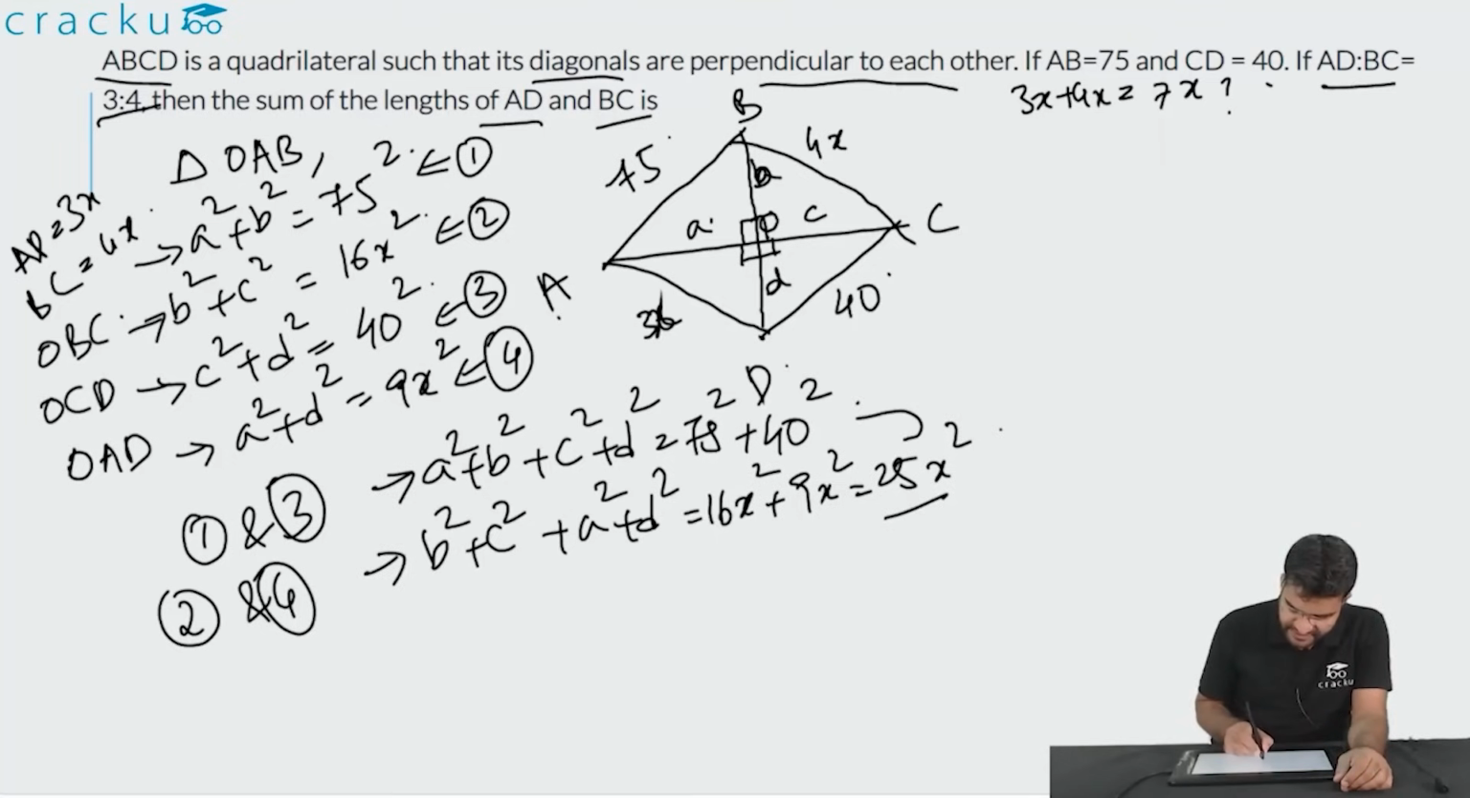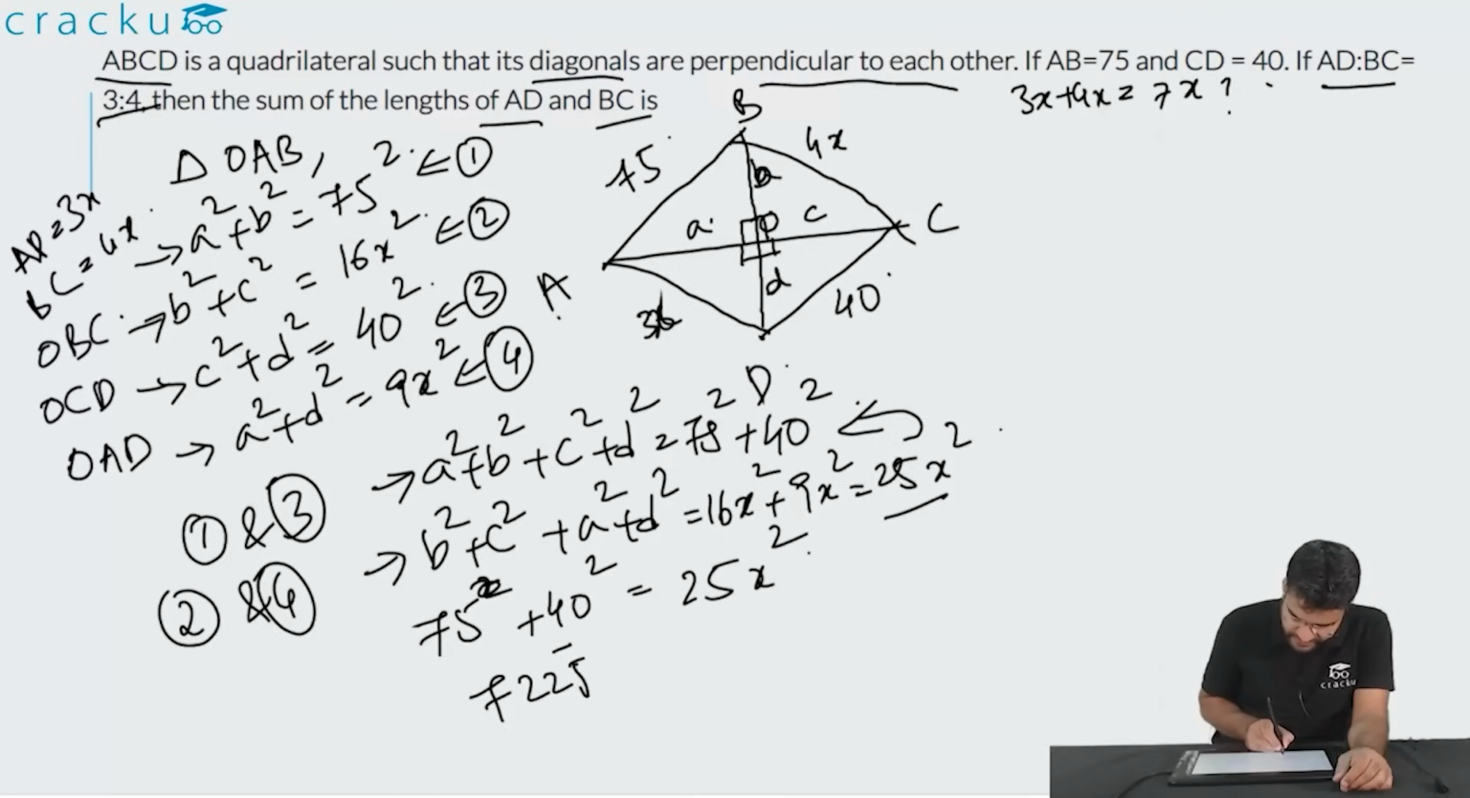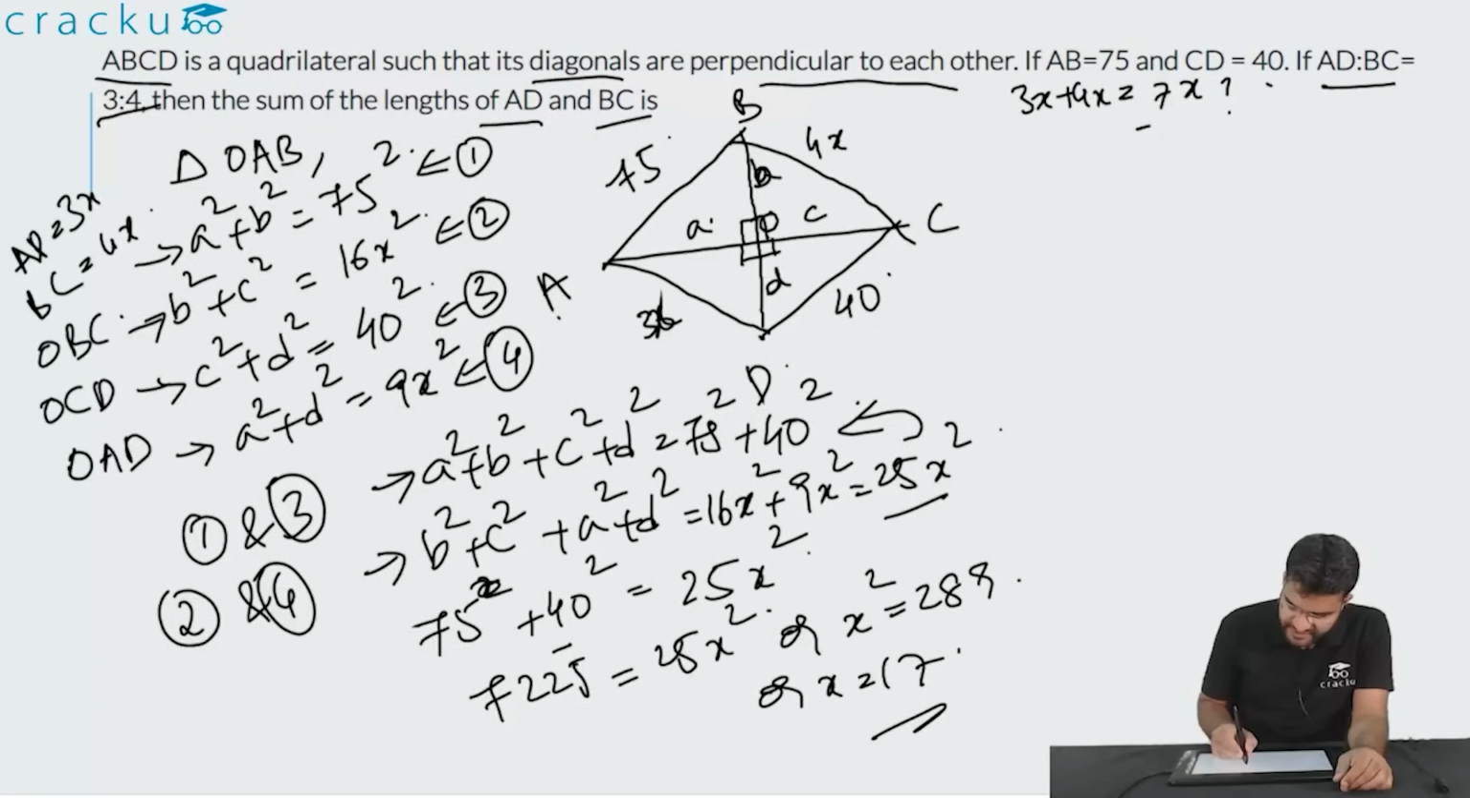Therefore, 25x square should equal 75 square plus 40 square. If you simplify, 75 square plus 40 square will equal 7225. This is equal to 25x square, or x square is equal to 289, or x is equal to 17. Now what are we required to find out? We are required to find out 7x. So in this case, 7 into 17 is equal to 119 is the answer.